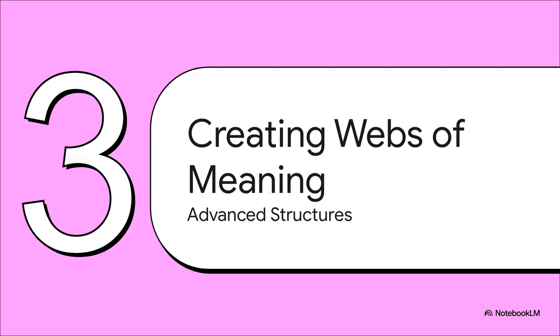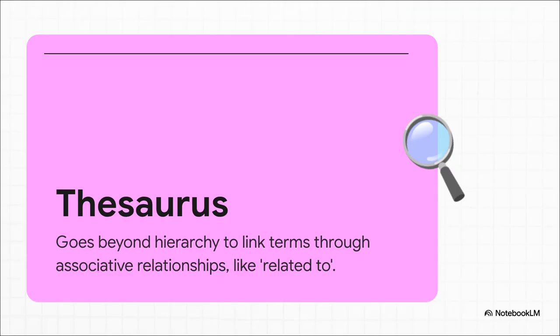So far, we've talked about simple lists and these neat, orderly trees. But let's be honest, the real world is a lot messier. So now we're going to move into some more advanced structures that create these incredible webs of meaning. When we hear the word thesaurus, we all think of synonyms, right? But in information architecture, it is so much more than that.